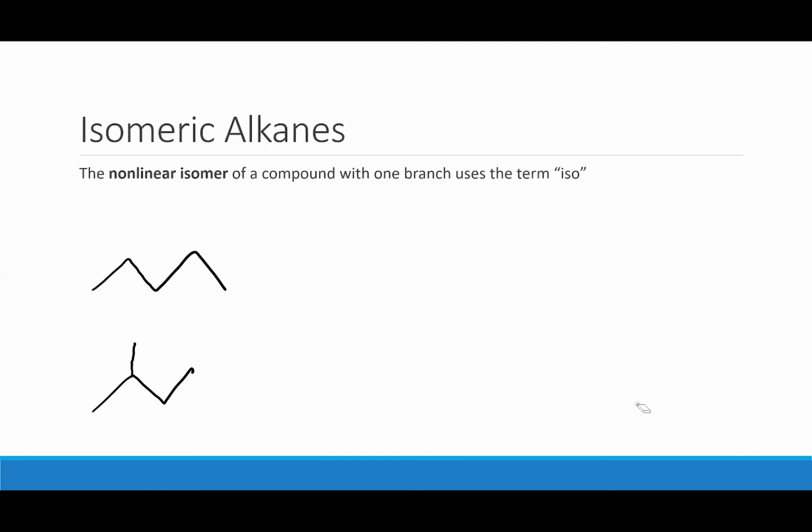Now, these non-linear isomers of a compound, when it has one branch, so I put the key, 1 branch here, we use this term iso. This is a common term, meaning it's not the official IUPAC naming system for the actual structure. We're going to be learning the official IUPAC naming structure, but sometimes you will see iso used, especially in everyday products.